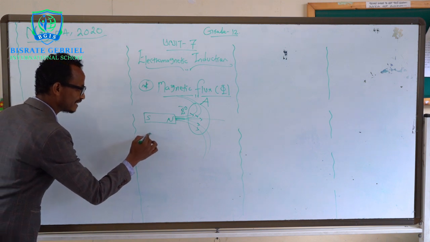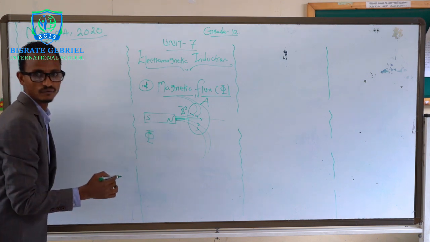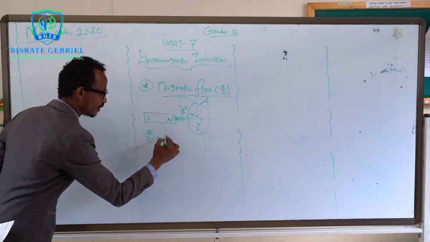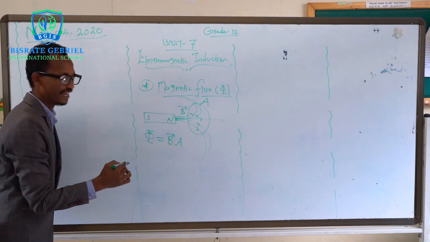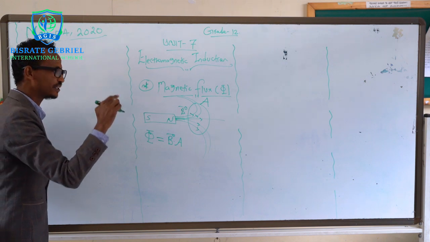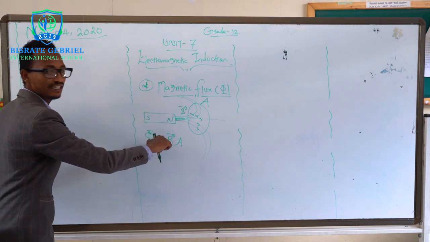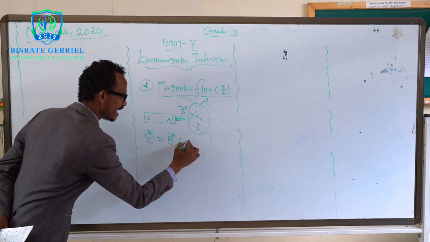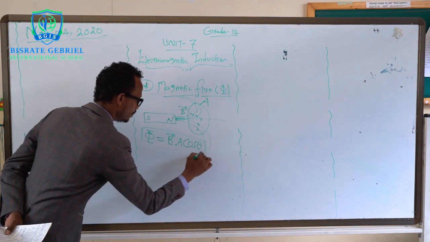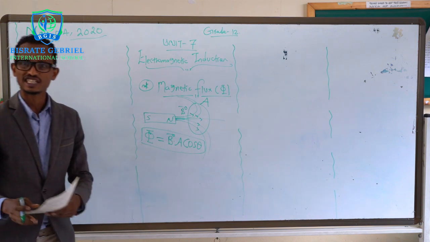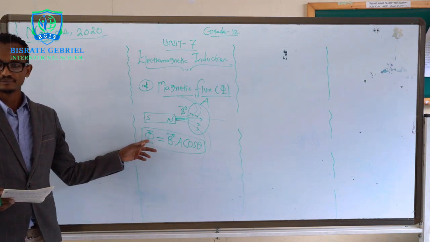Therefore, mathematically, we can express magnetic flux as phi, which is equal to the scalar product of the magnetic field and the region of area A. If there is an angle between the normal to the region and the magnetic field, we use the trigonometric function cos theta. Therefore, BA cos theta is the mathematical expression of magnetic flux.